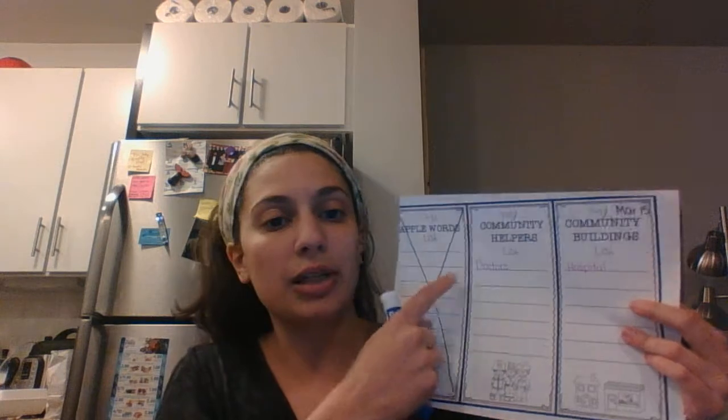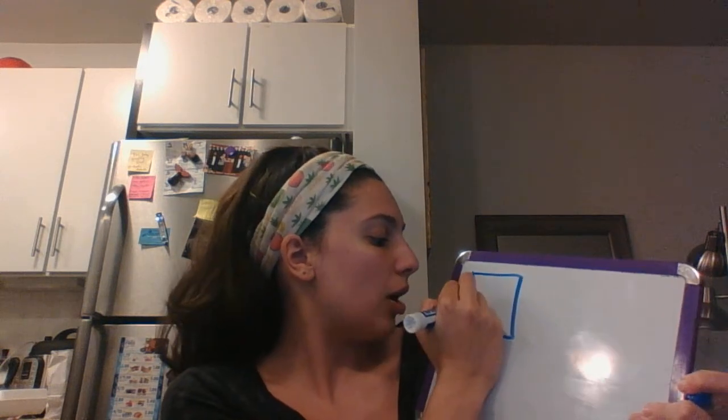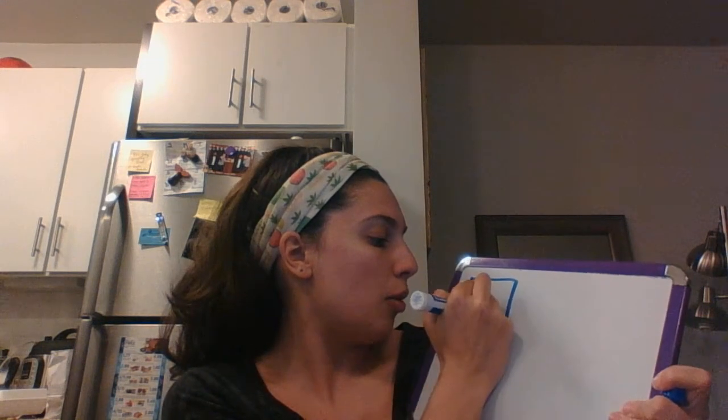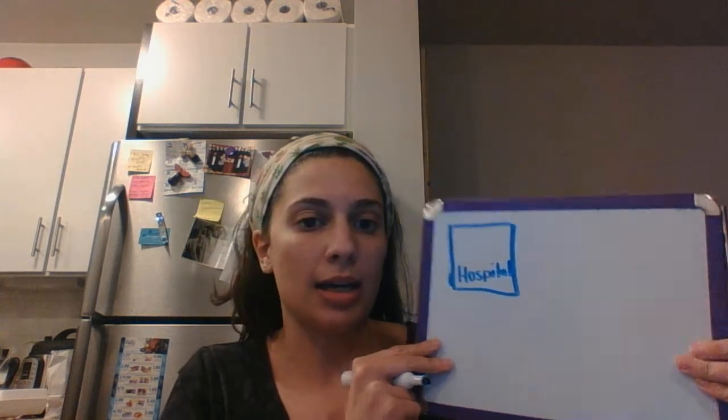Now, when I'm making my map, I'm going to do it on my whiteboard. So the first place that I had written down for my community helpers and buildings was doctors and that they work in a hospital. So what I'm going to do is I'm going to start off by drawing a hospital. So for me, I'm just going to draw a nice big building just like this. And I'm going to write on it hospital so that I know what this is.